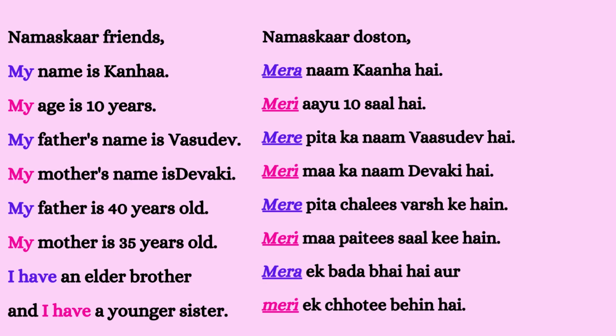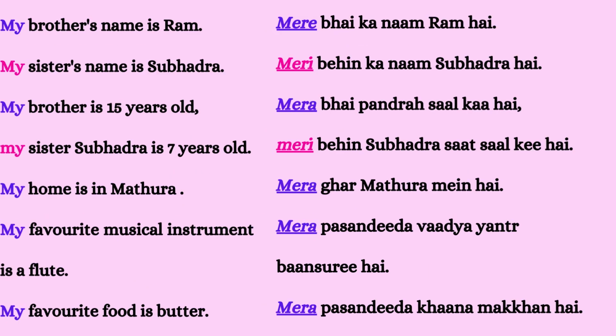मेरा एक बड़ा भाई है. So मेरा will be masculine here because it refers to the elder brother. मेरी एक छोटी बहन है. This will be pink, that is a feminine word because it refers to his younger sister. मेरे भाई का नाम राम है. So now he is referring to his brother. So the mere will be the masculine word.